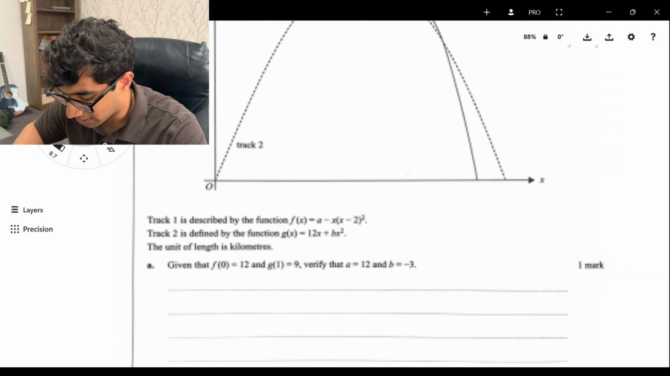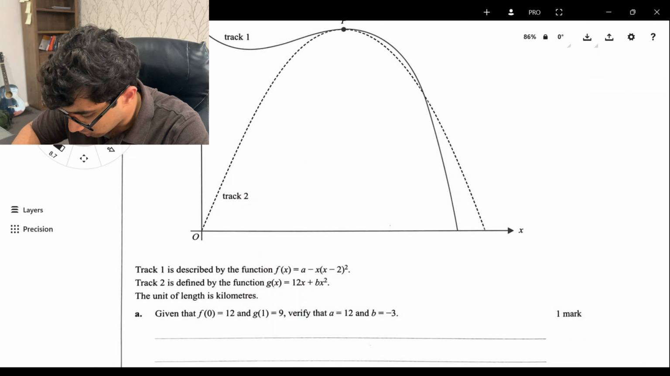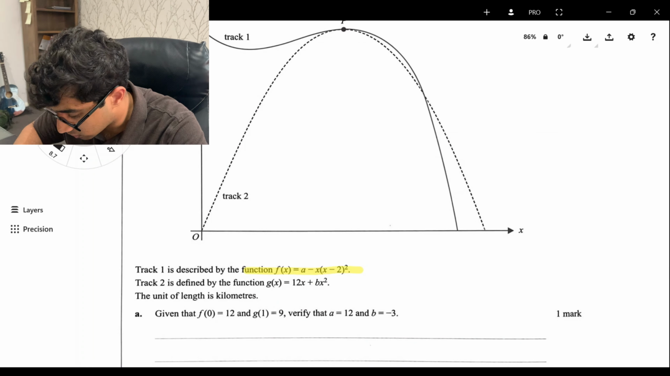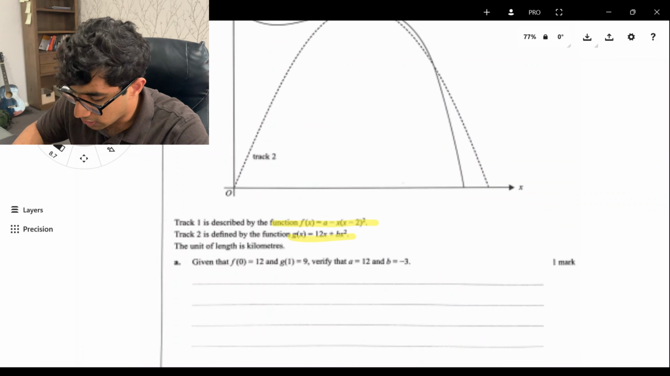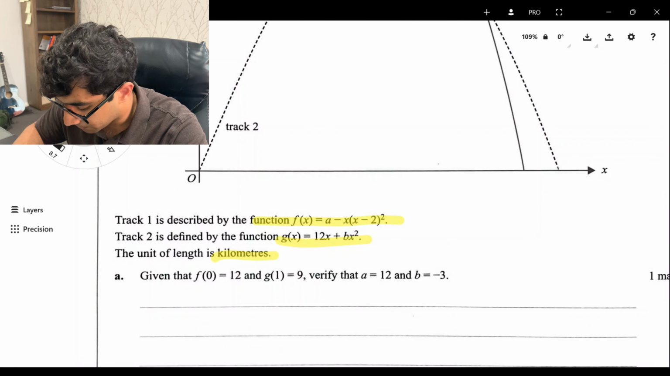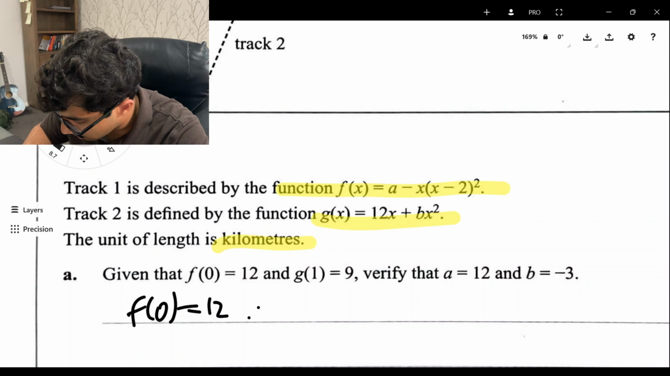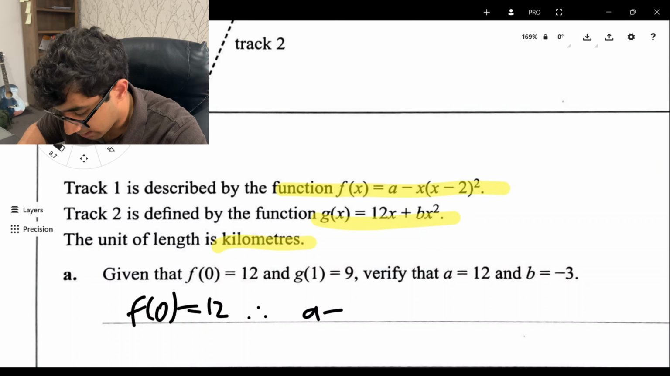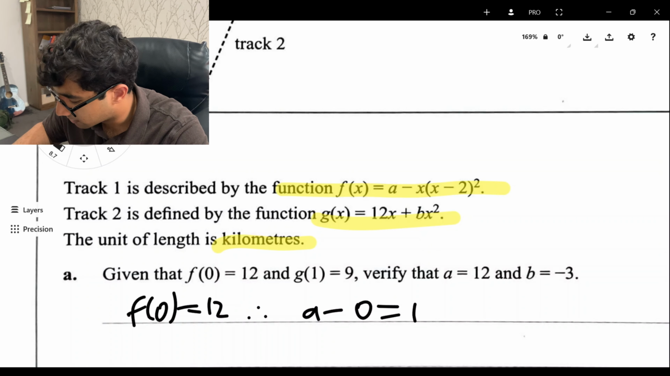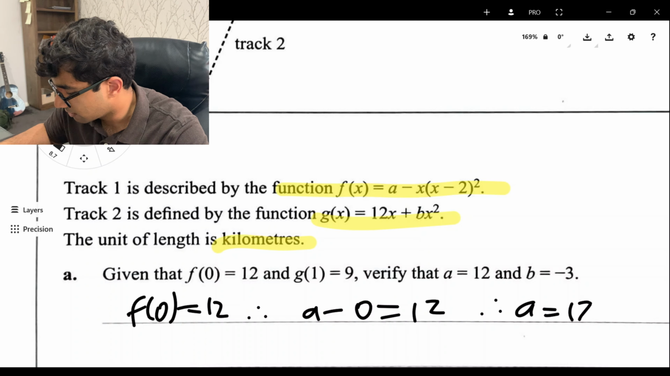So we're reaching the end here. Track 1 is defined by this function, nice. Track 2 is defined by that function, okay, that's all good. Unit of length is in kilometers, okay, sure. So f of 0 has to equal 12, so therefore a minus 0 is going to equal 12, so a has to equal 12, simple enough.